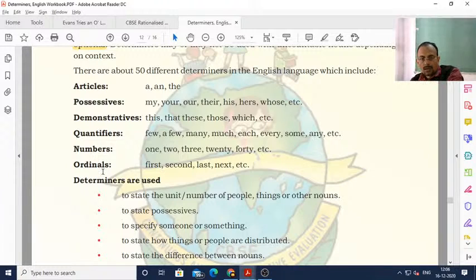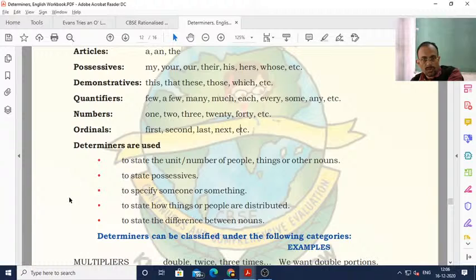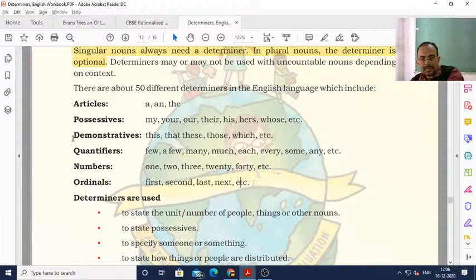Okay, then numbers like 1, 2, 3, 20, 40, these are all numbers that come under determiners. Then ordinals also come under determiners, like first, second, last, next, etc. So you understood, I suppose. These are the types which come under determiners.